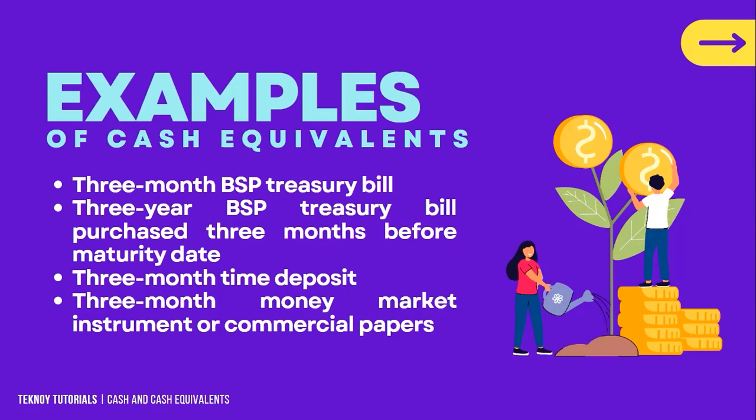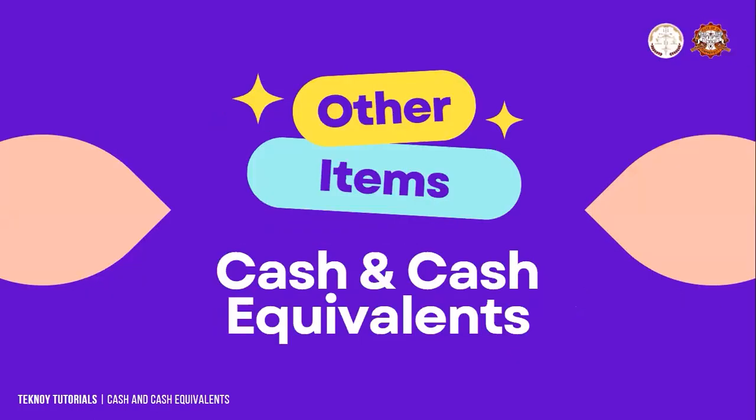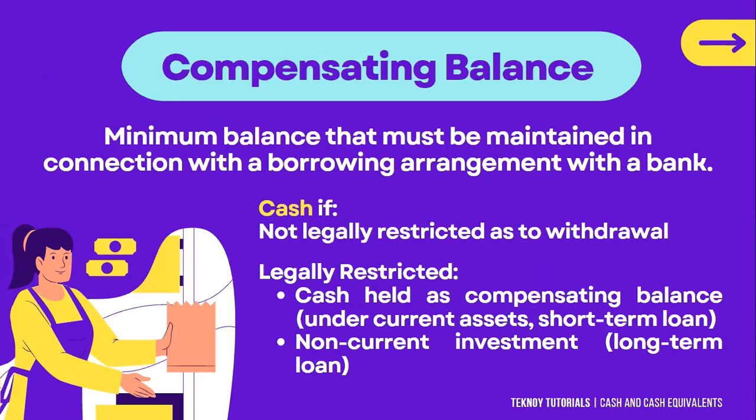At this juncture, let us dig deeper and identify other items that may or may not be included as cash and cash equivalents. As we know, entities usually enter into a borrowing arrangement with banks, and those arrangements involve minimum balances that must be maintained. This is particularly known as compensating balances.